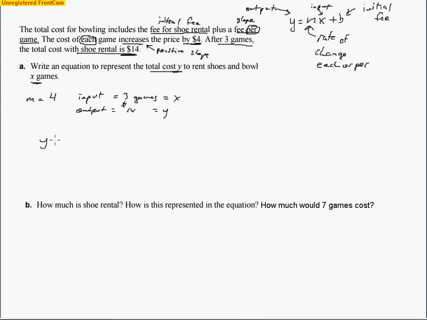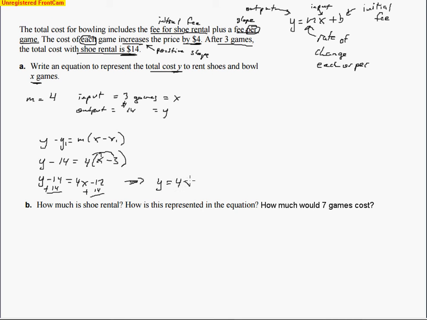So we're going to use point slope. y minus y1 equals m times x minus x1. And so I substitute. I've got y minus my output of $14 equals the slope, the rate of change of 4, times x minus 3 games. So I distribute, and I've got y minus 14 equals 4x minus 12. So I add the 14 to both sides. Notice how I subtract because they're opposite in sign. I'm left with an answer of y equals 4x plus 2. All right, so there's my equation.